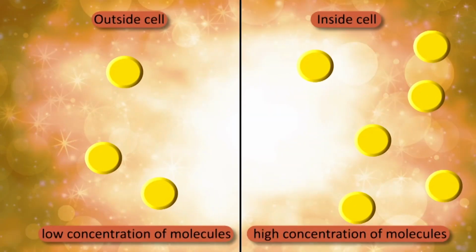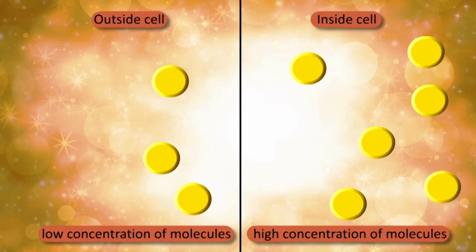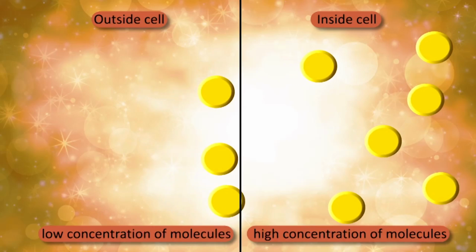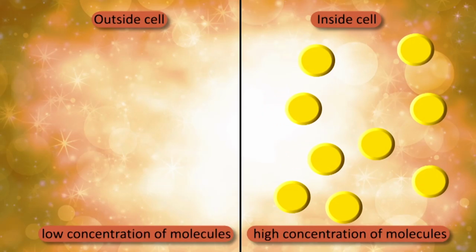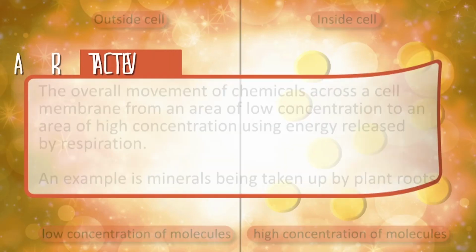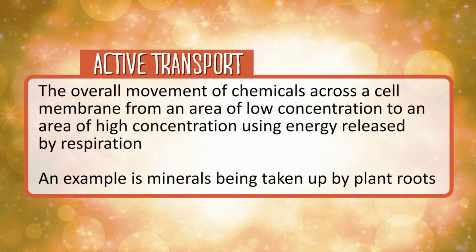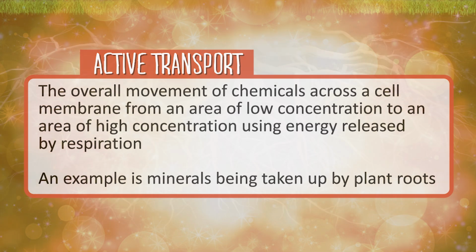Some substances have to be moved from an area of lower concentration to an area of higher concentration. In other words, they are moved against the concentration gradient. Moving substances in this way is known as active transport, as it requires an input of extra energy. It's defined as the overall movement of chemicals across a cell membrane from an area of low concentration to an area of high concentration using energy released by respiration.